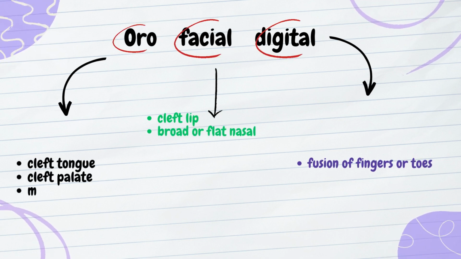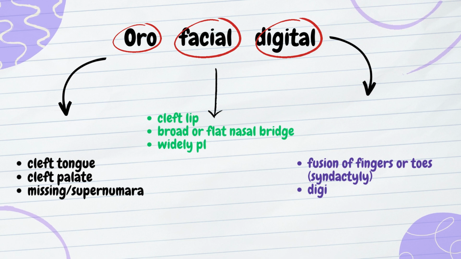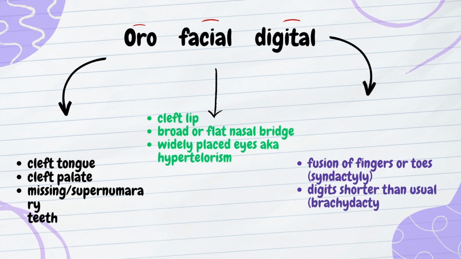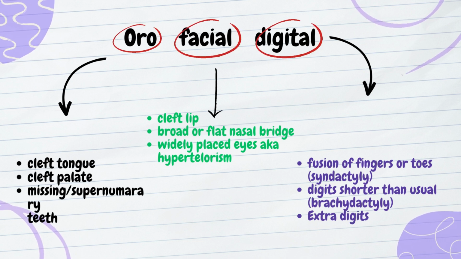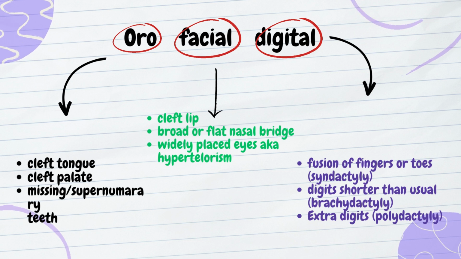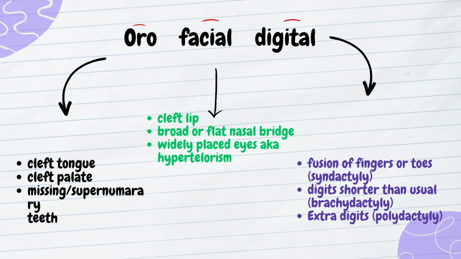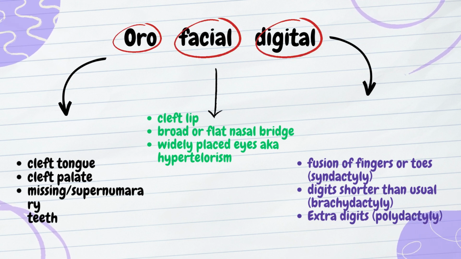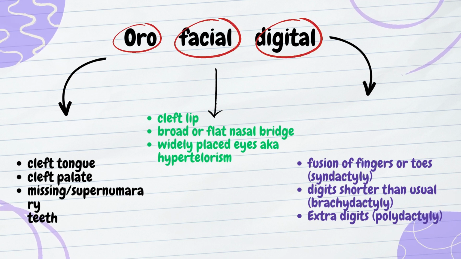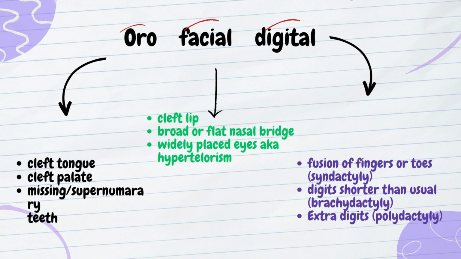this thing. Okay, what is the oral part of the syndrome? Oral features are cleft tongue, cleft palate, missing or supernumerary teeth. Okay, in this the main is cleft tongue. The patient will appear with a lobed tongue. Okay, now facial will be cleft lip, broad or flat nasal bridge, widely placed eyes.